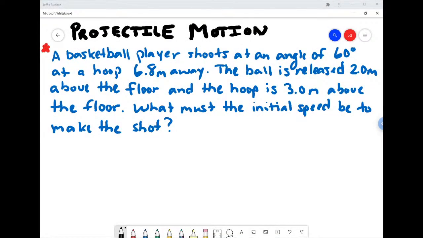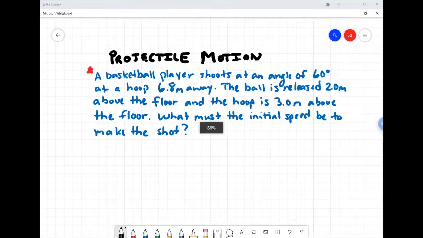Alright, the first step in my problem solving framework is read the problem, and I might have to do this several times. And don't try to buffer all the information in your brain at one time. You're reading the problem to get an overview of what you're being told, what you're being asked to find. Okay, so we can tell that this is a projectile motion problem because it involves a basketball shot at a hoop. That's projectile motion if there ever was anything.